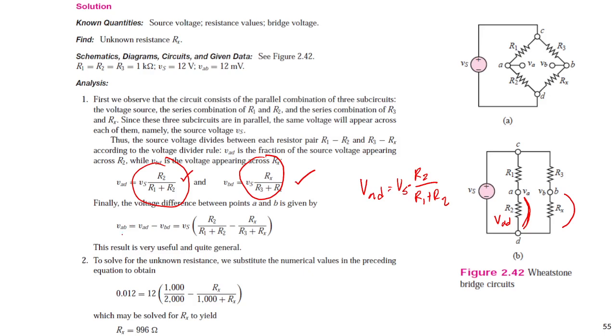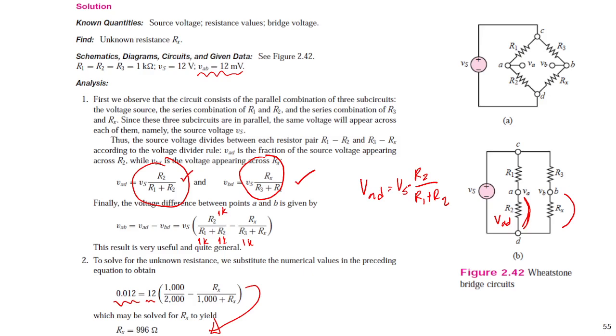Then we substitute VAB that we know is 12 millivolt, 0.012 volt, and Vs is 12 volt. We substitute R1 as 1 k ohm, R2 as 1 k ohm, R3 as 1 k ohm, and we can solve for Rx. From this equation, we can solve for Rx. Here, this is the Wheatstone bridge.